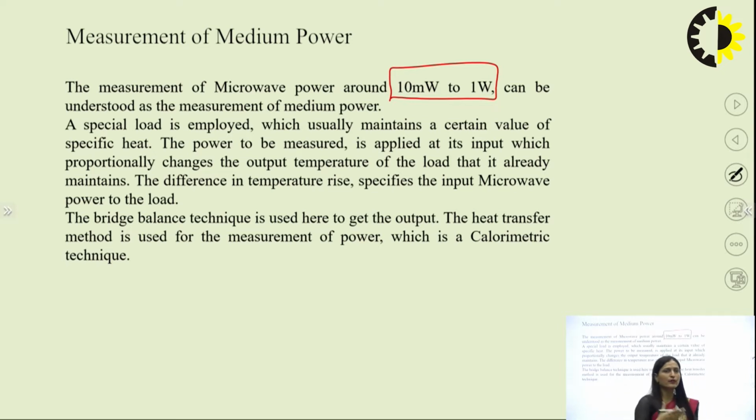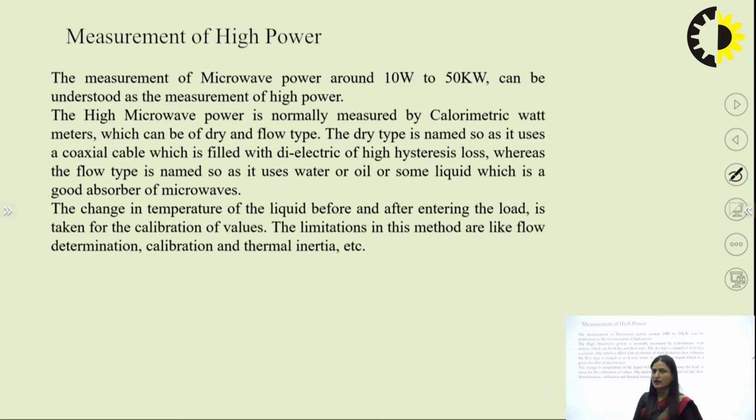The difference between both the temperatures is used as a bridge balance technique, and the corresponding change in the resistance will be created here, and this imbalance will be solved by some external voltage applied, and when this bridge is balanced, the corresponding external voltage is the output power of your microwave signal, and this is directly proportional to the input applied microwave signal.